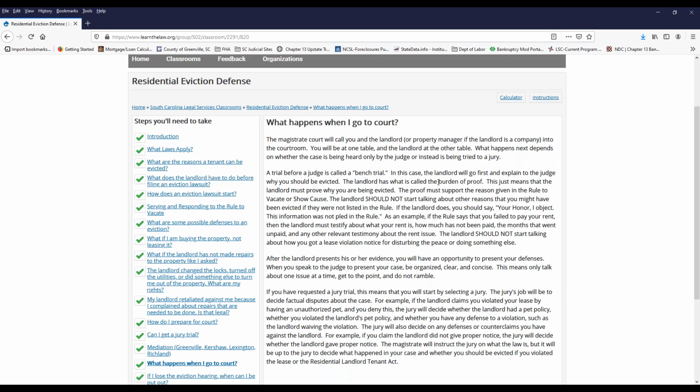And the landlord has what's called the burden of proof. That means the landlord has to prove that you did violate the lease in some sort of way.